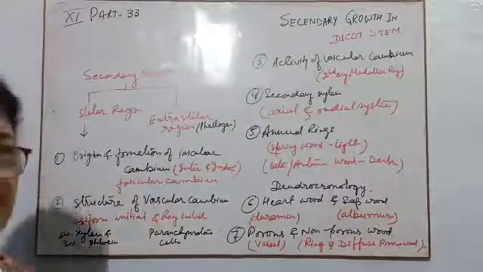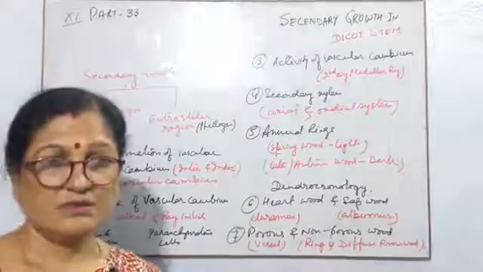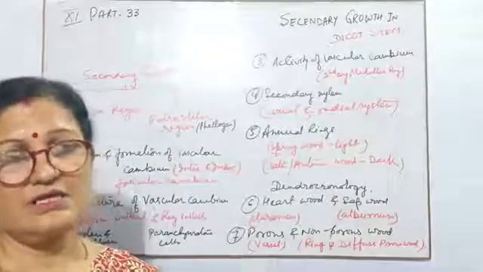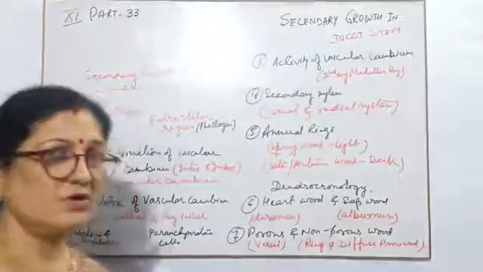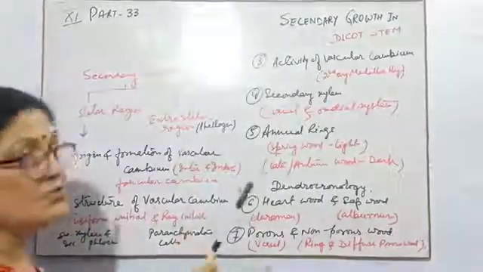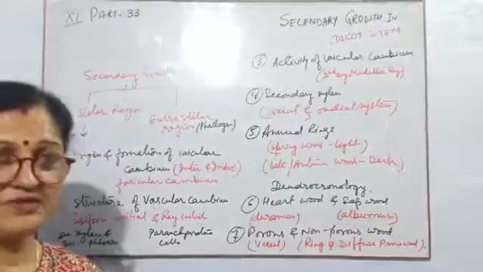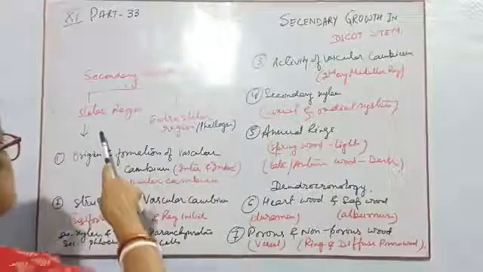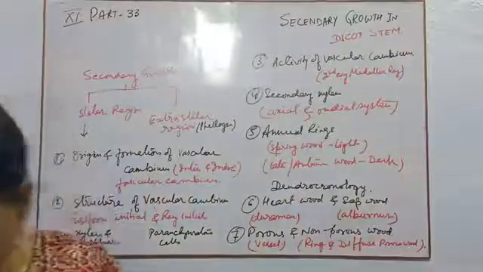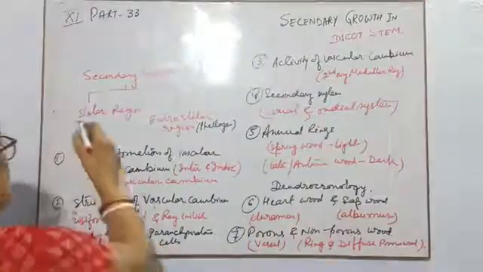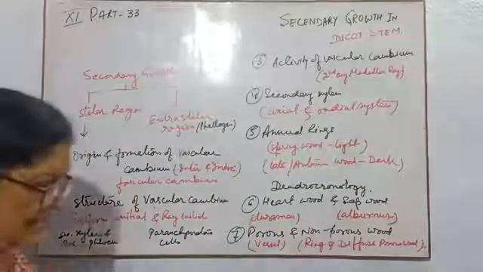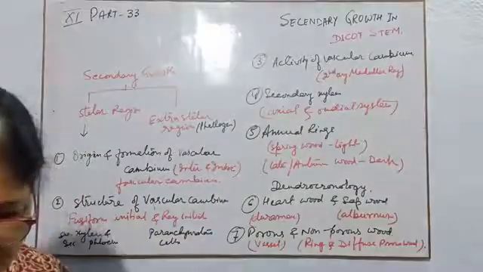Secondary growth, as per our study, is divided into two halves. We can study it in two different ways. First is the stellar region, and second one is the extrastellar region.